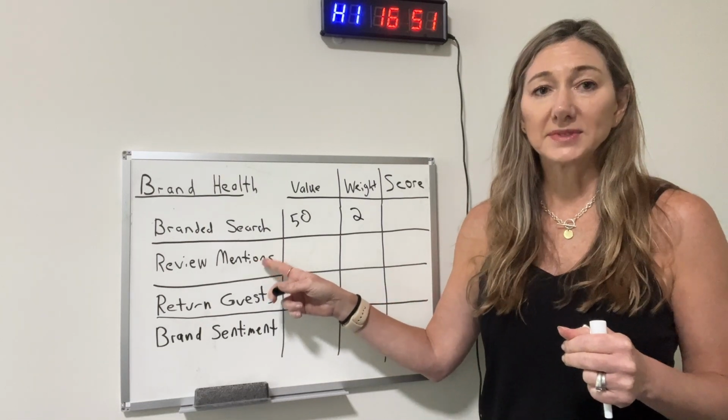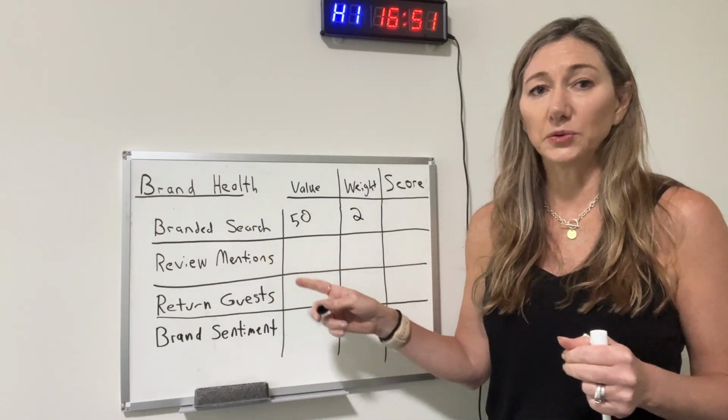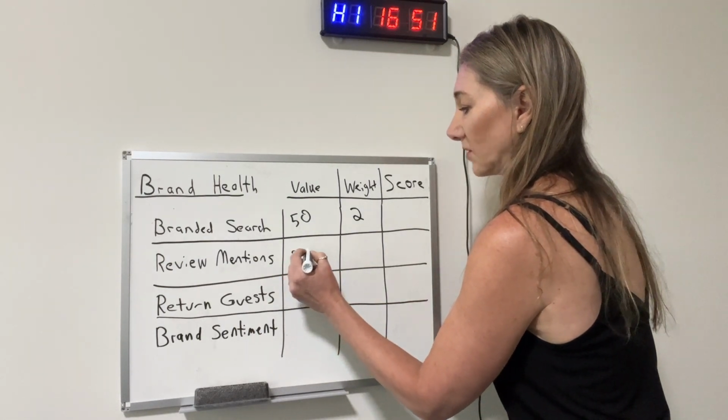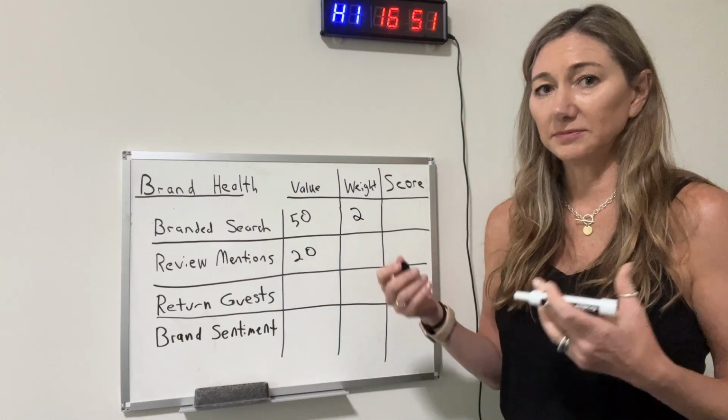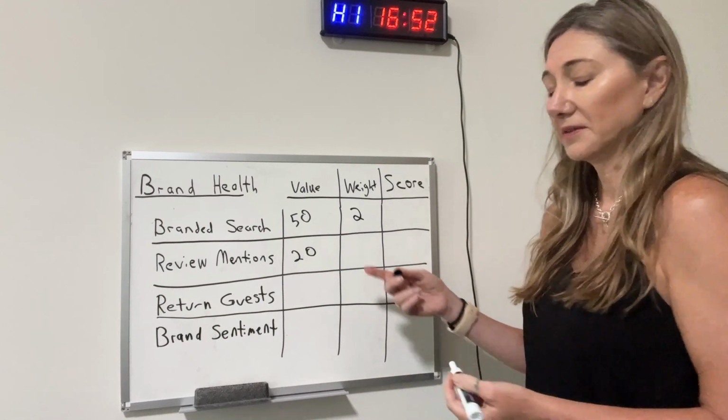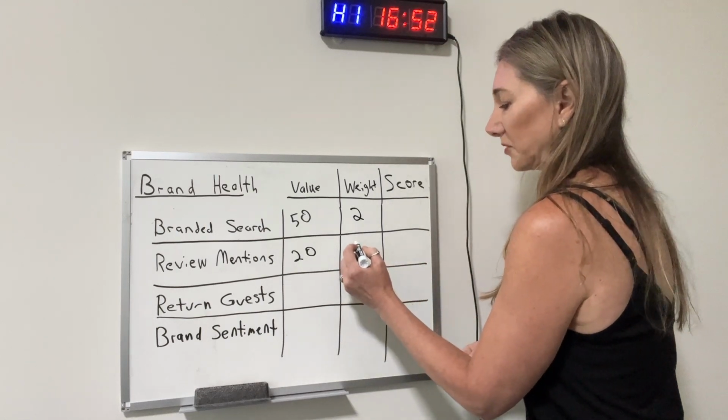But how many times is your brand being mentioned in the Google reviews? So let's just say it's about 20 times over the last year, and you've had 200 reviews. It's not much, but we're going to give this a weight of like 3.